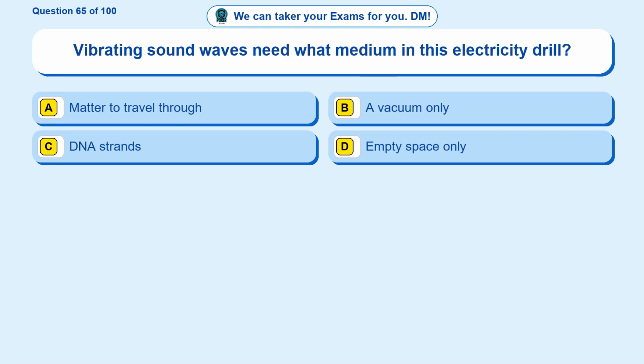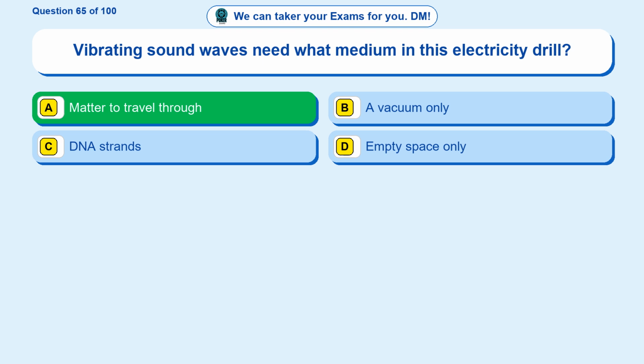Question 65. Vibrating sound waves need what medium in this electricity drill? Option A, matter to travel through. Option B, a vacuum only. Option C, DNA strands. Option D, empty space only. The correct answer is option A.